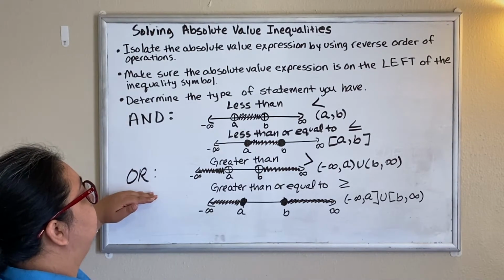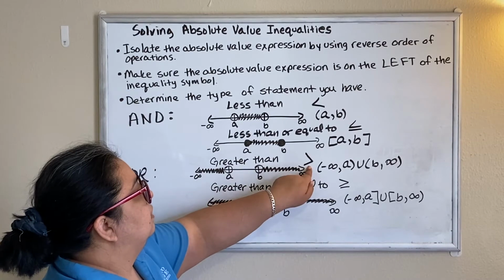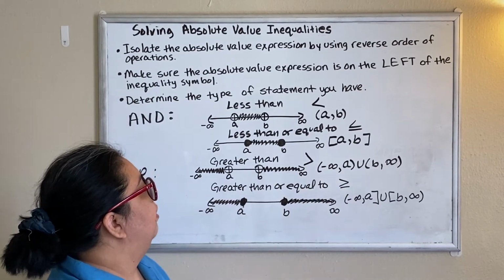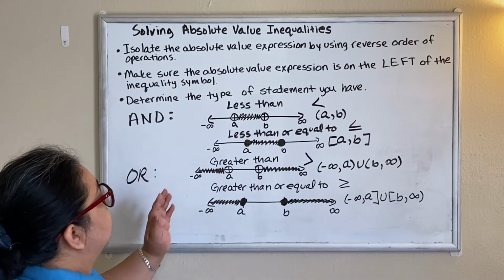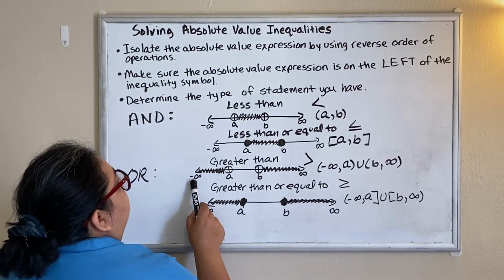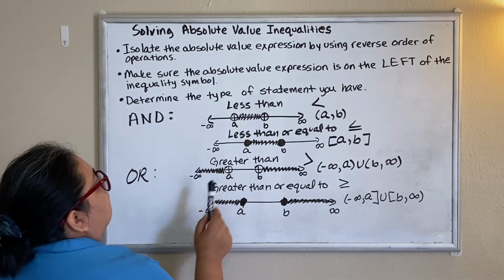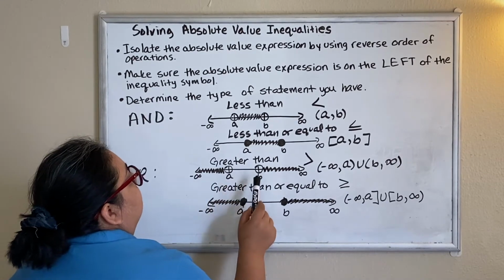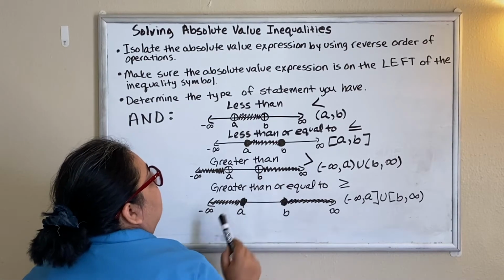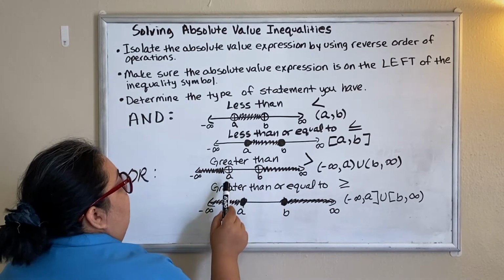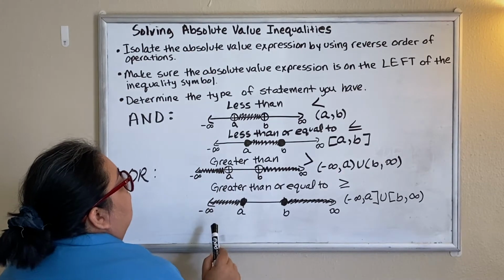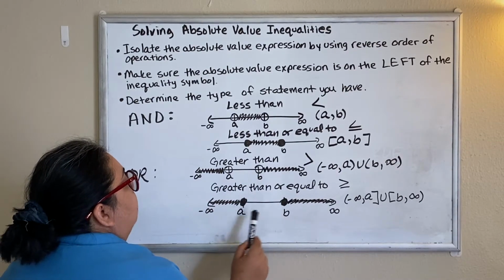Now for the or statement, you're going to have greater than, which is this symbol right here, or you're going to have greater than or equal to, which is this symbol right here. And in an or statement, you shade on the outside of the number line. So you're going to have shaded from negative infinity until your first value, and then you're going to skip a section in the middle, and you're going to go to your second value and shade after that until infinity. Now, if you have greater than, your two major values are going to be open. But if you have greater than or equal to, they're going to be closed.